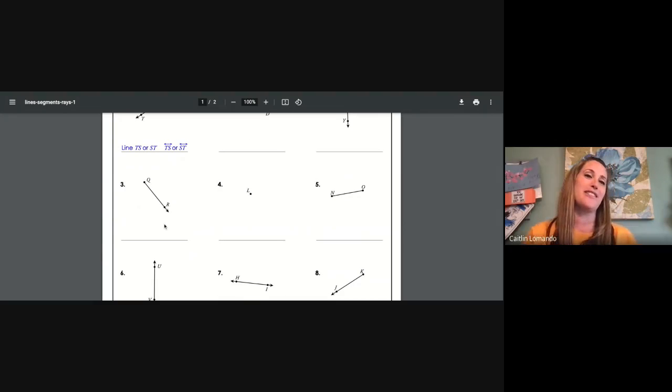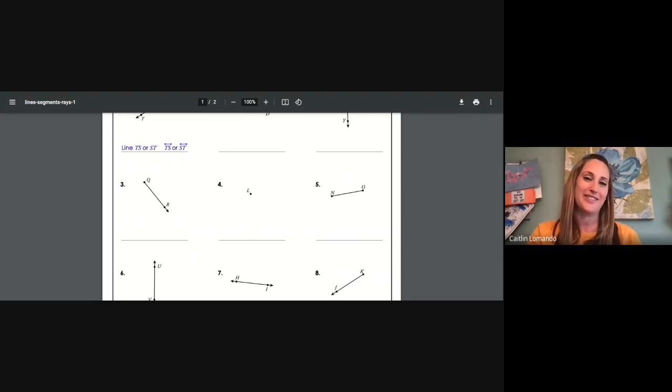Let's look at number 3. Ooh, we should know this one by now. Point, line segment, line, or ray. Just like our last one, this is a ray. Let's look at number 4. This is going to be the easiest one of all. Point, line segment, line, or ray. This is a point. Let's look at number 5. 2 points on the end. Point, line segment, line, or ray. This is a line segment.